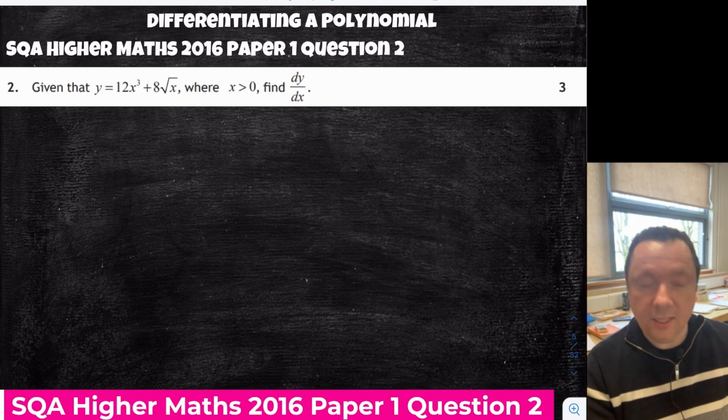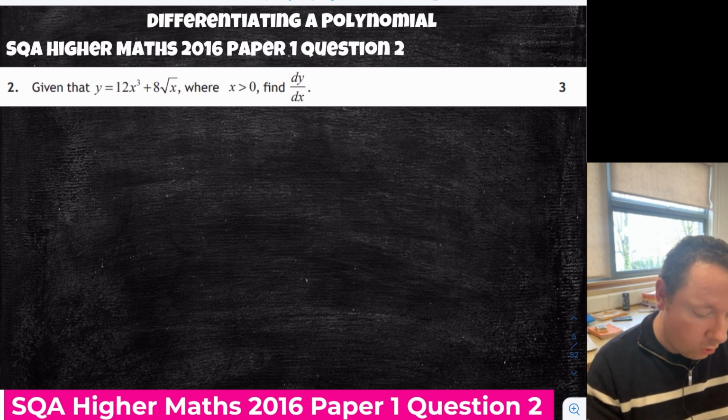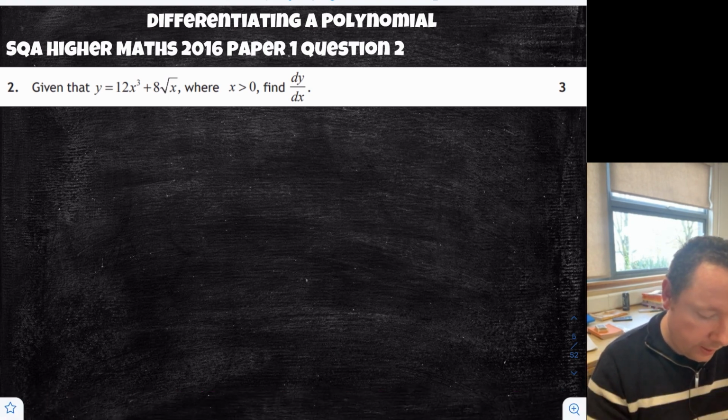SQA Higher Maths 2016, Paper 1, Question 2, differentiating a polynomial. Given that y equals 12x cubed plus 8 root x, find dy by dx. So to get it ready to differentiate, 12x cubed plus 8 root x is x to the half.